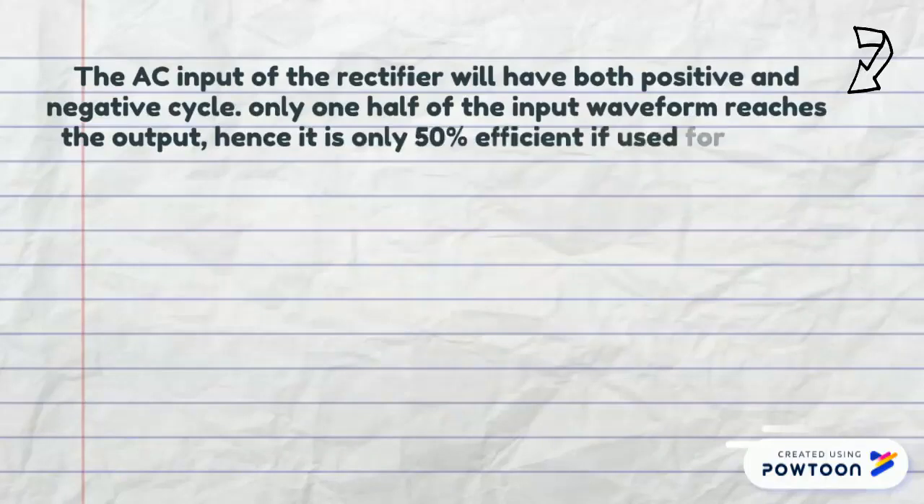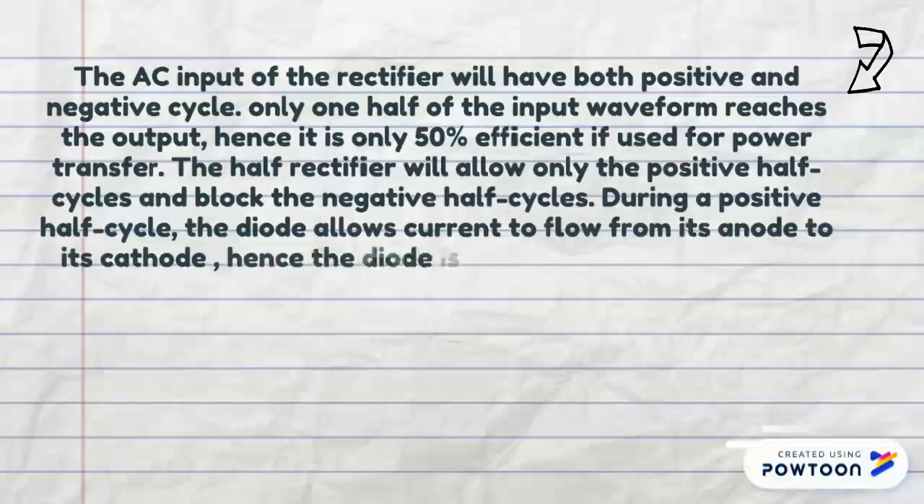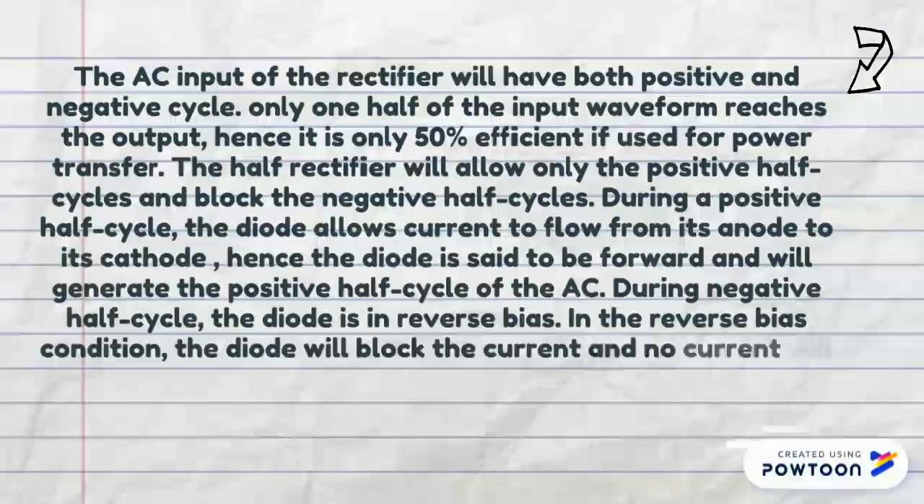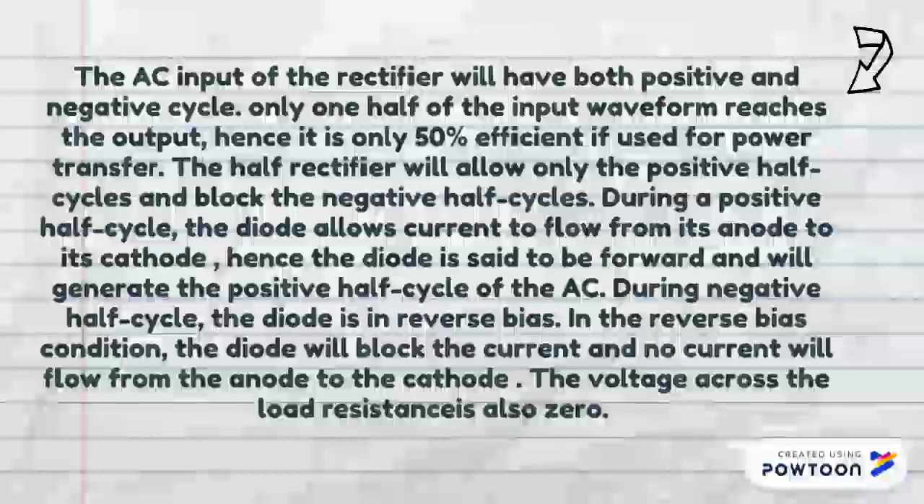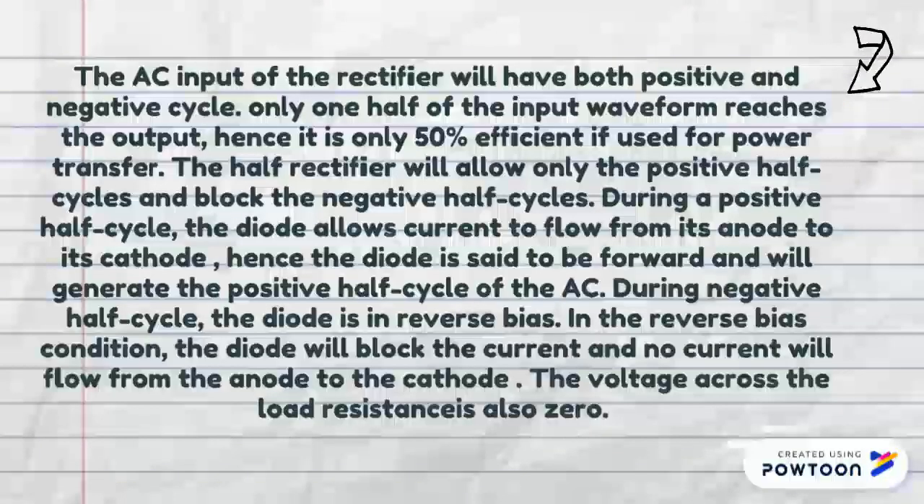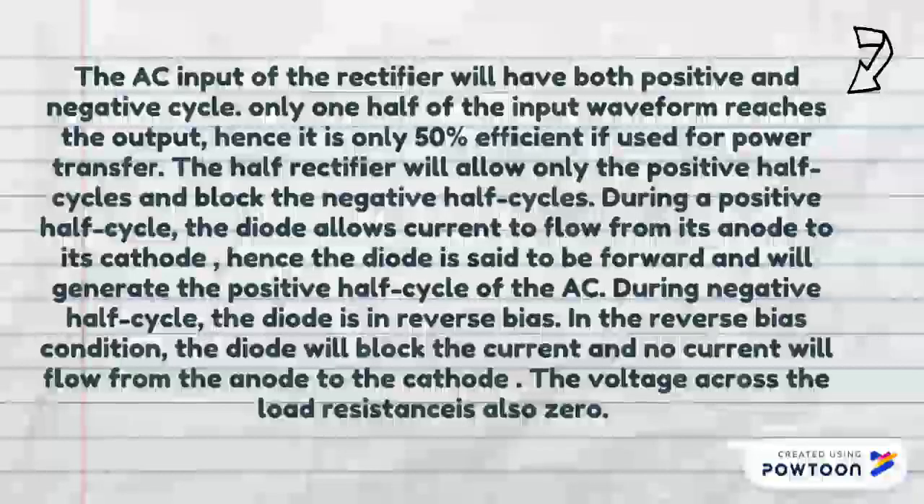The AC input of the rectifier will have both positive and negative cycles. Only one half of the input waveform reaches the output, hence it is only 50% efficient if used for power transfer. The half-wave rectifier will allow only the positive half cycles and block the negative half cycles.